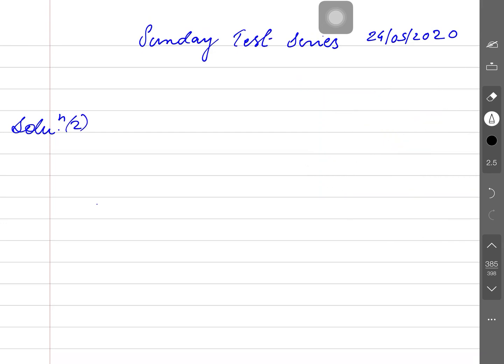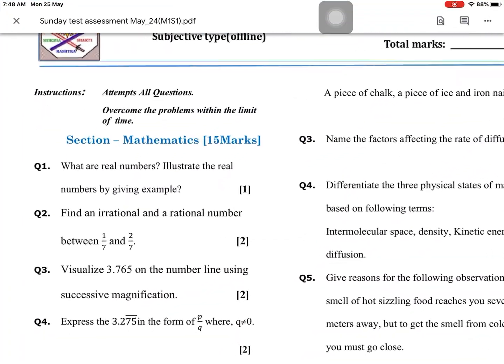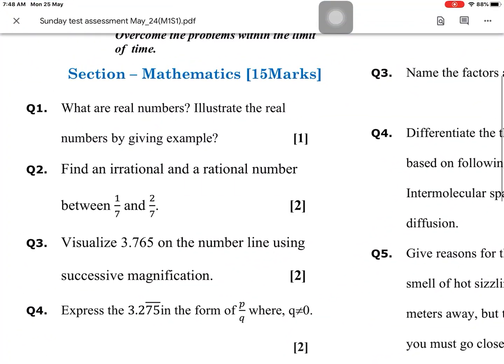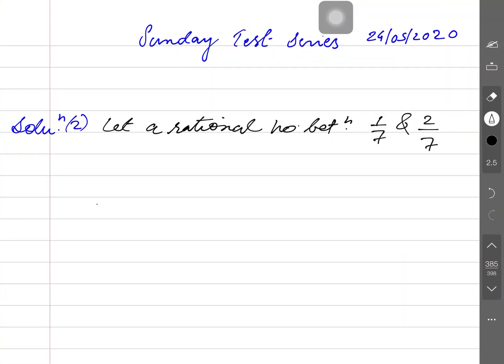You are to find a rational number between 1/7 and 2/7. Just see question number 2 here. I'm talking about 1/7 and 2/7. It is very simple here by the mean method. So 1/7, comma, and 2/7. How can we find it? It's very simple. The first number 1/7 and the second number are added and divided by 2.